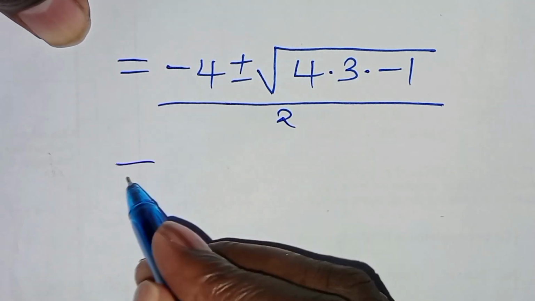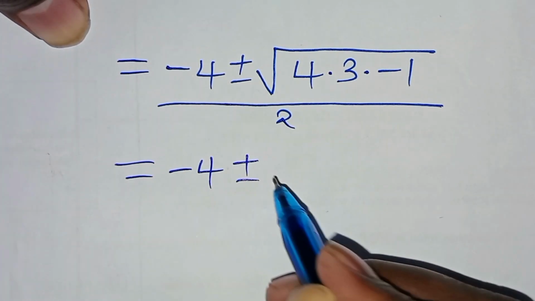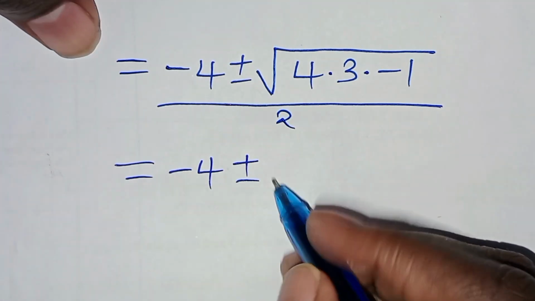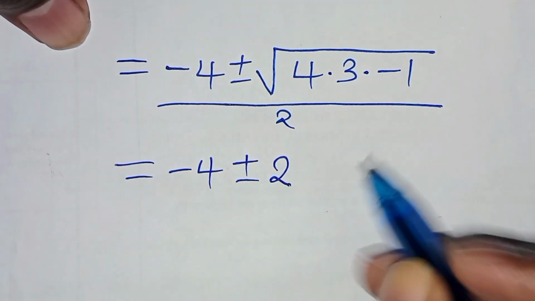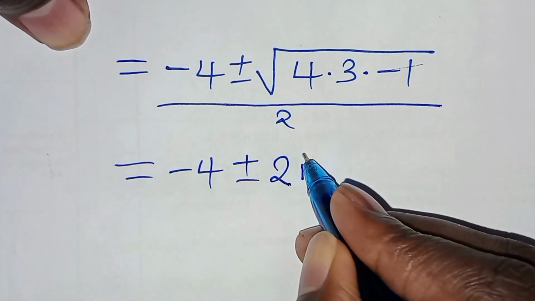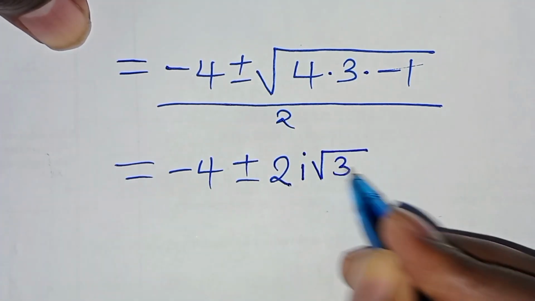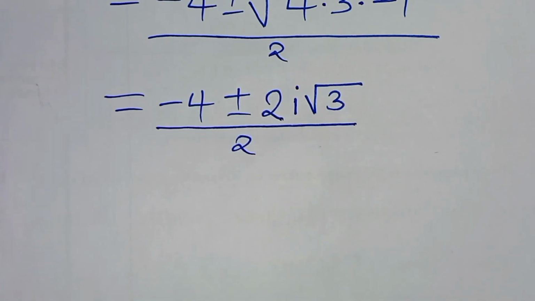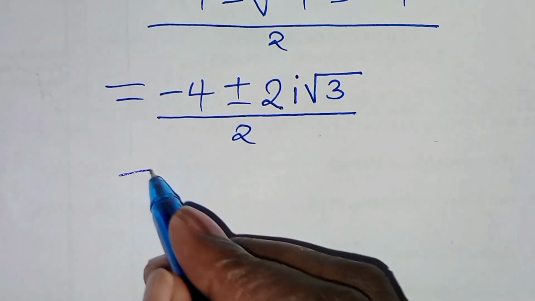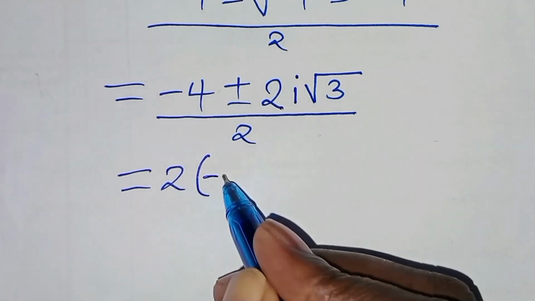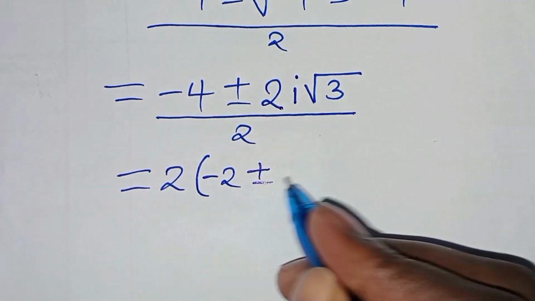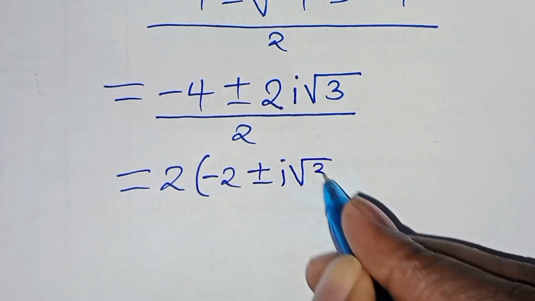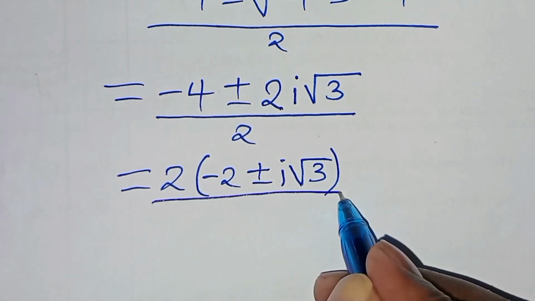So now here we have minus 4 plus or minus the square root of 4. This is essentially equal to 2. The square root of minus 1 is i, then the square root of 3. All this divided by 2. The next step is that we can factor out 2 here, so that we have minus 2 plus or minus i square root of 3, then divided by 2.